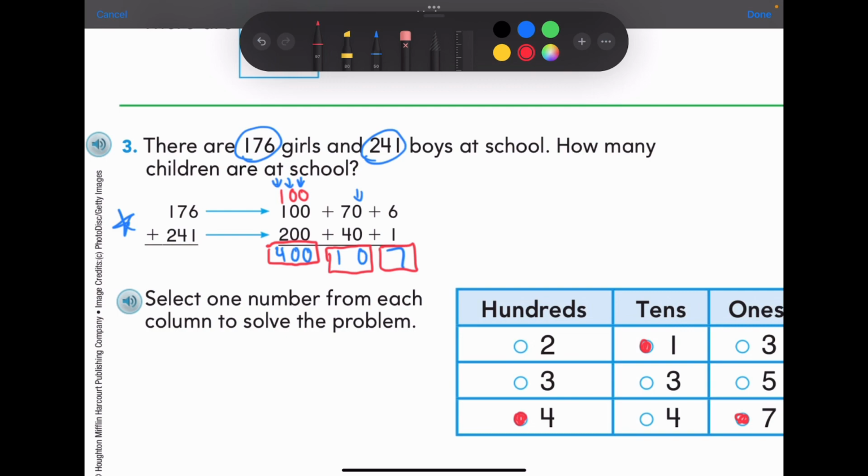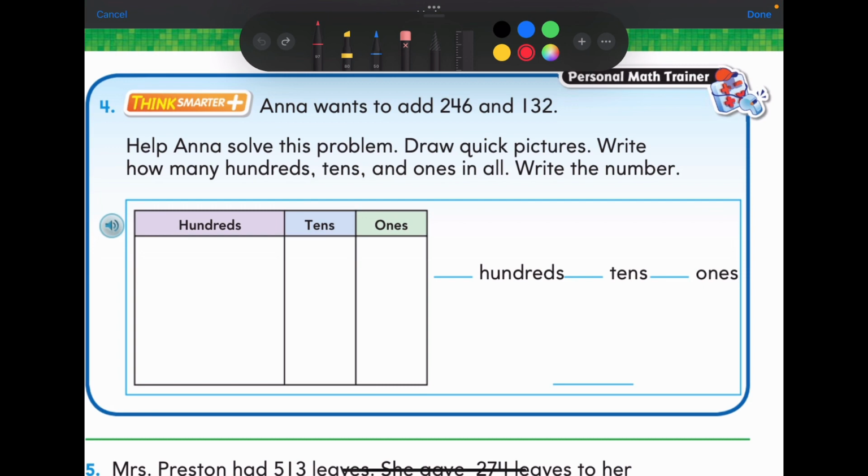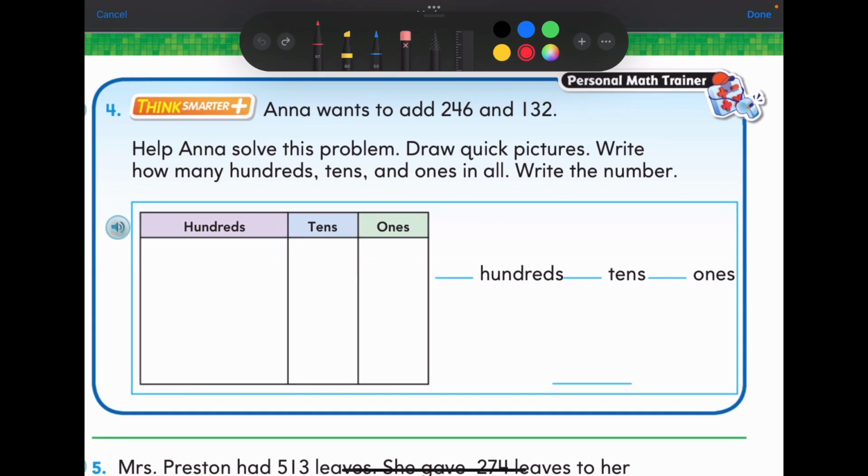And that's how you do number 3. Question 4 says, Anna wants to add 246 and 132. Help Anna solve this problem. Draw quick pictures. Write how many hundreds, tens, and ones in all. Write the number. All right, so in my drawing, first I'm going to do 246.